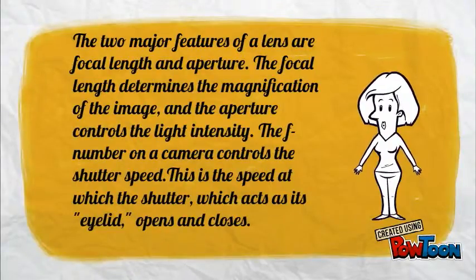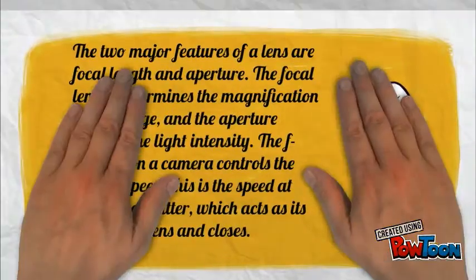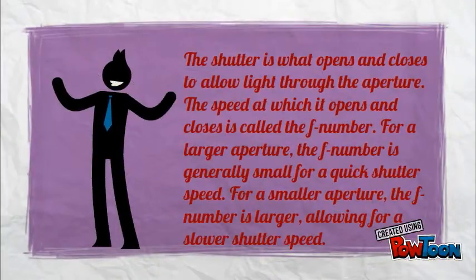The f-number on a camera controls the shutter speed. This is the speed at which the shutter, which acts as its eyelid, opens and closes. The shutter is what opens and closes to allow light through the aperture. The speed at which it opens and closes is called the f-number.